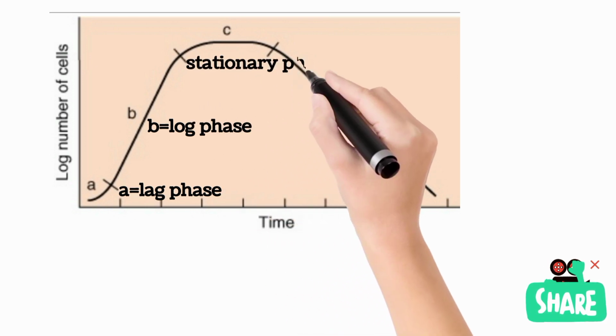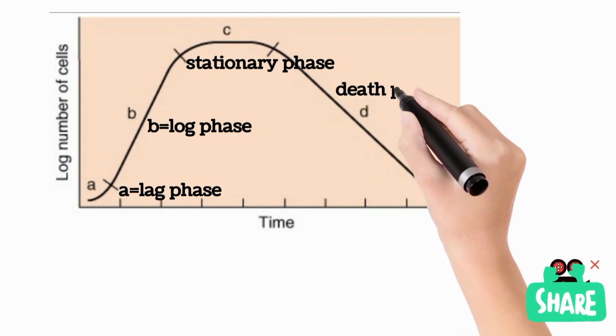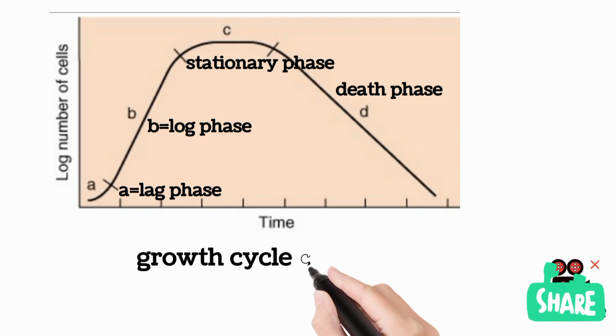In the next step, we have the stationary phase, which is presented by the C here. In this stationary phase, what happens is that the nutrients start to deplete and or the toxic products accumulate, and some of the bacteria start to die, so that the number of bacteria which are reproducing or dividing is equal to the number of bacteria which are dying. This is the stationary phase. And then we have the death phase, where the number of dying bacteria becomes greater than the number of bacteria which are being produced. So the bacterial growth curve starts to go toward the decline phase, where the number of dying bacteria becomes greater than the dividing bacteria.